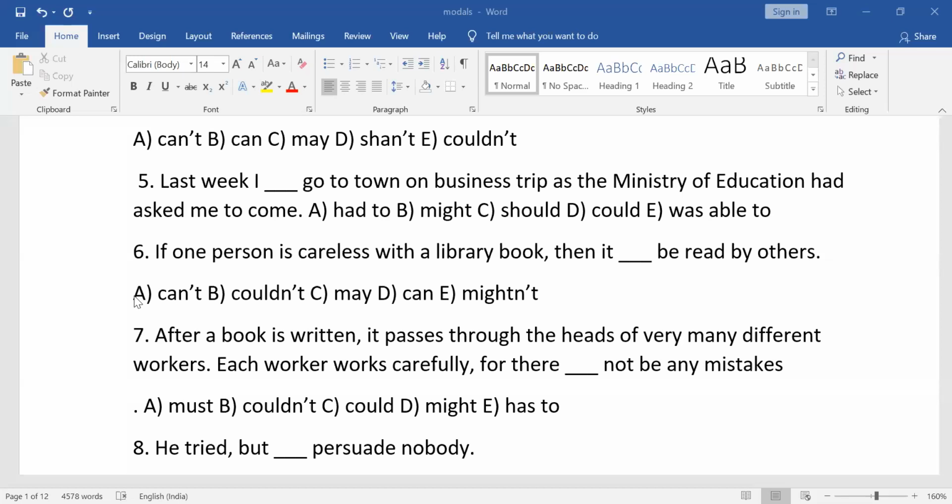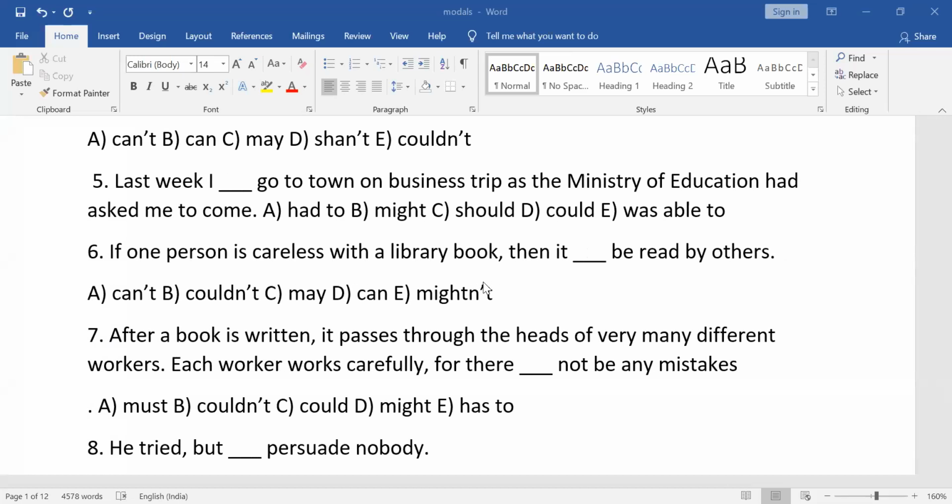Fine. Next. If one person is careless with a library book, then it dash be read by others. I think it's simple. What is the right answer? Check it out, guys. If one person is careless with a library book, what happens? People can read or can't read. They can read. It can be read by others.